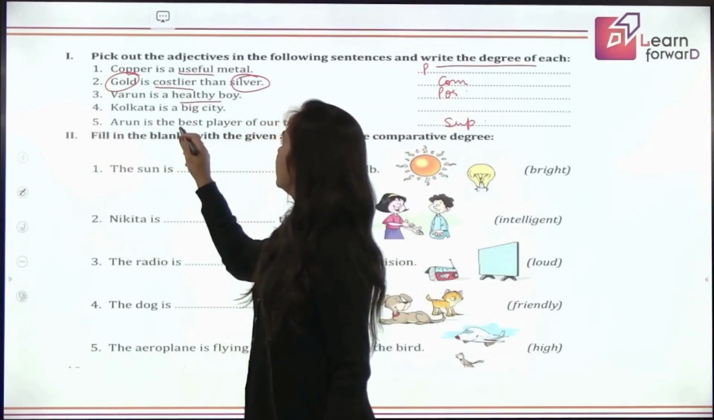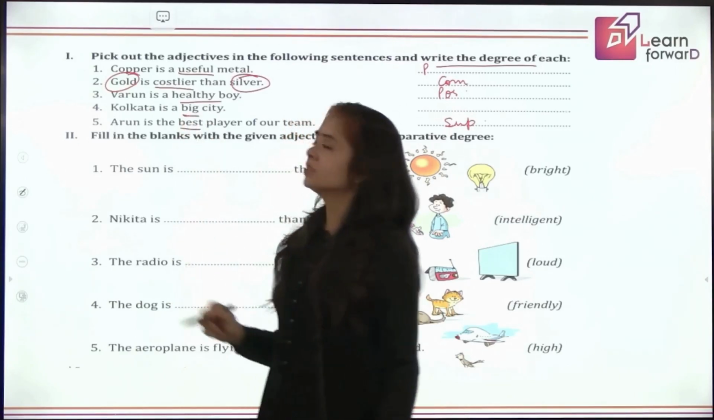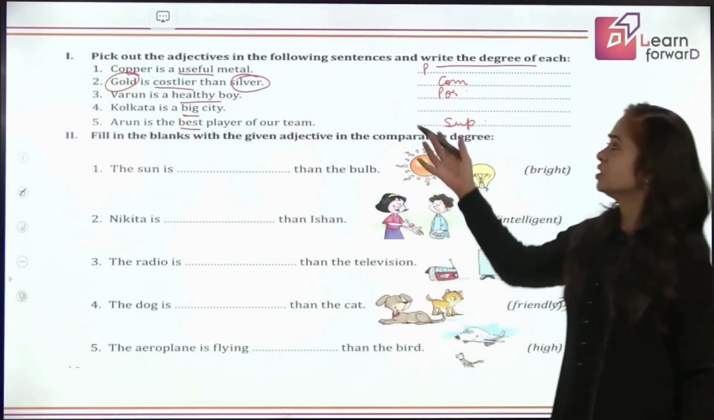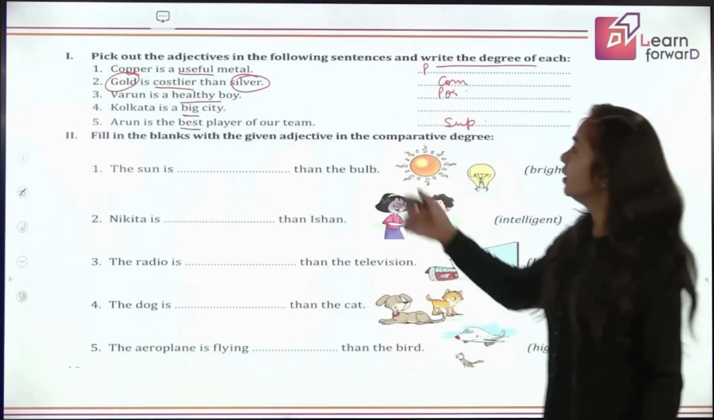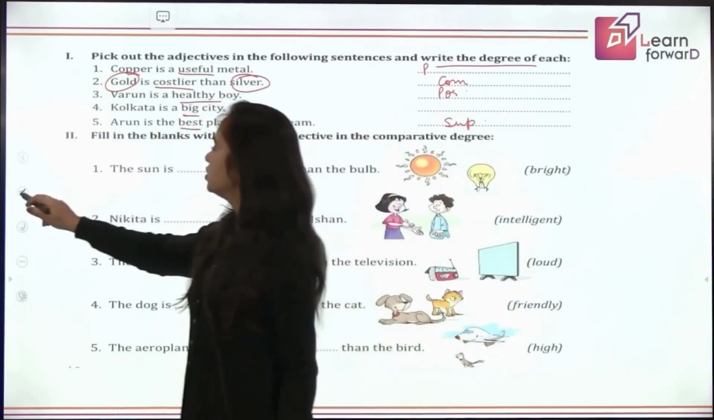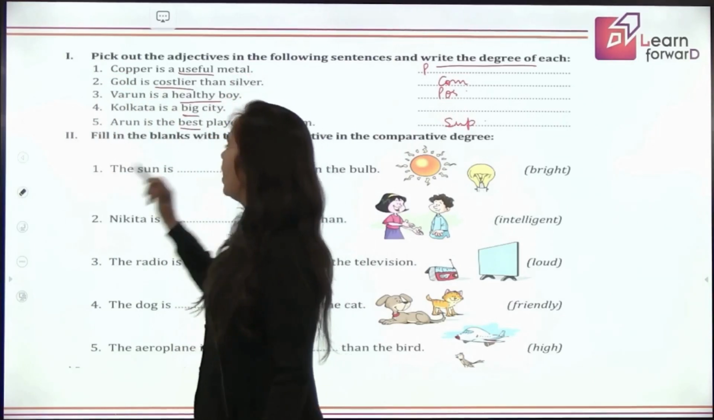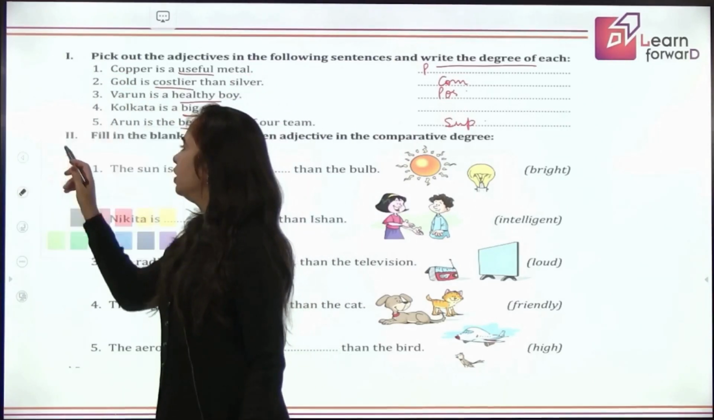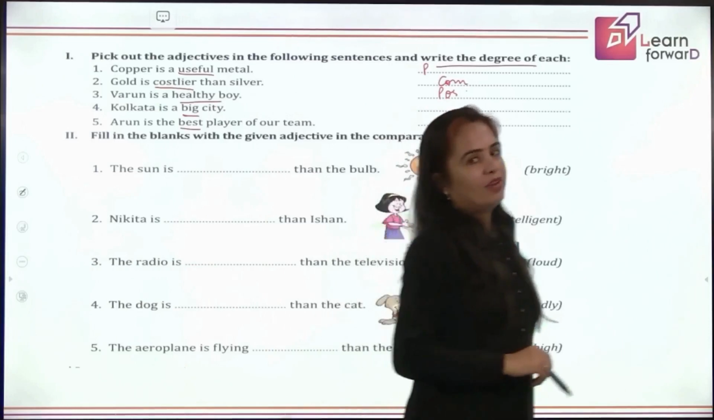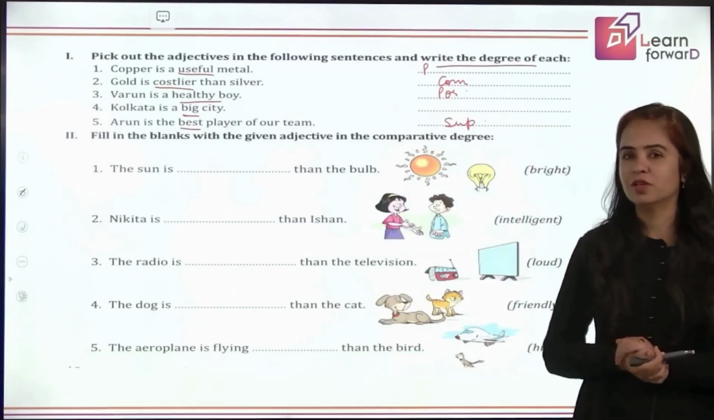Let us underline here. This is best and here it is big. Right? So we just have to pick out the adjectives. I have underlined them. Gold and silver I have circled. Please, these are not adjectives. It was just to show you that we are comparing between two. So can we move to the next? I hope you have understood this much.